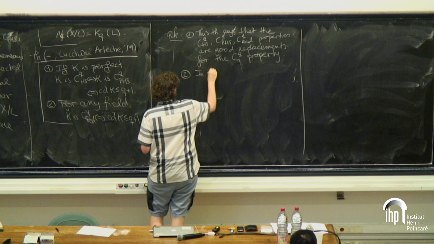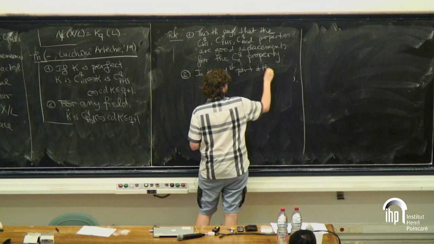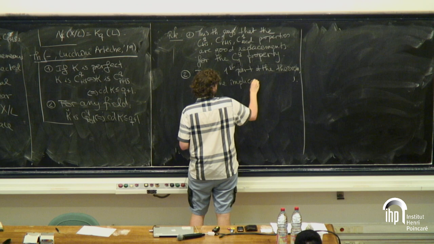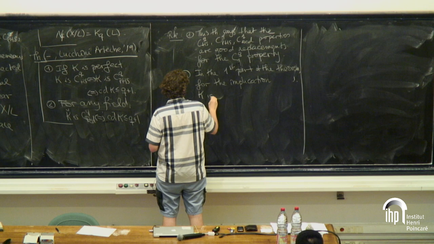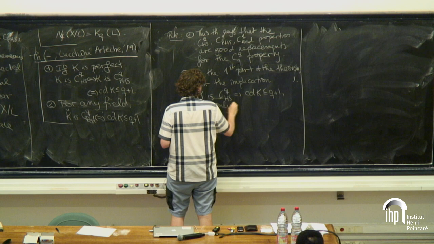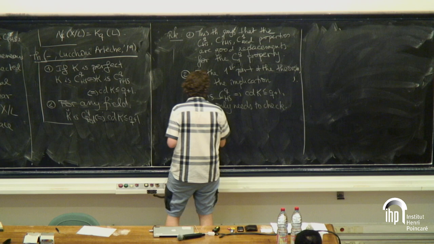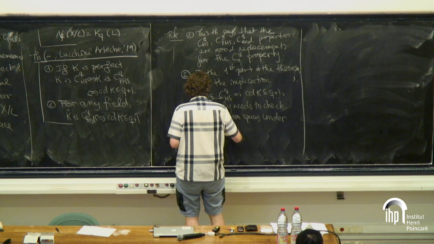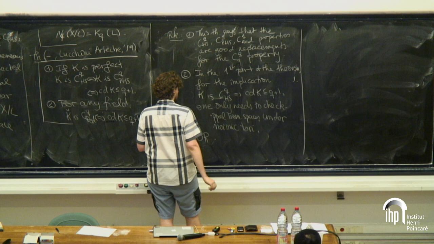of the theorem, for the implication K is CQHS implies cohomological dimension of K is at most Q plus 1, one only needs to check principal homogeneous spaces and the nomic tori. Or you have the choice, Severi-Brauer varieties.